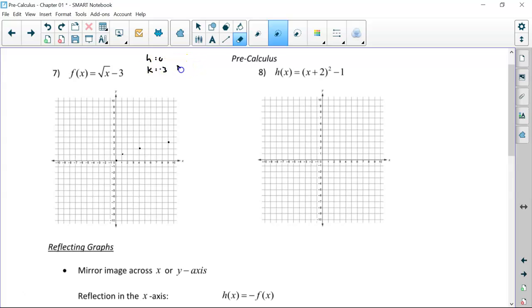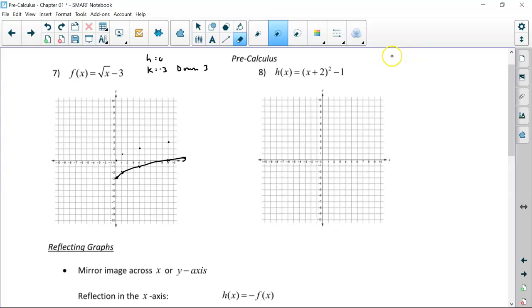So we're taking everything and going down 3. So I'm going to take each point and go down 3, down 3, down 3, and down 3. And then we're going to draw our graph through those points. And there is our new function that shifted down 3.